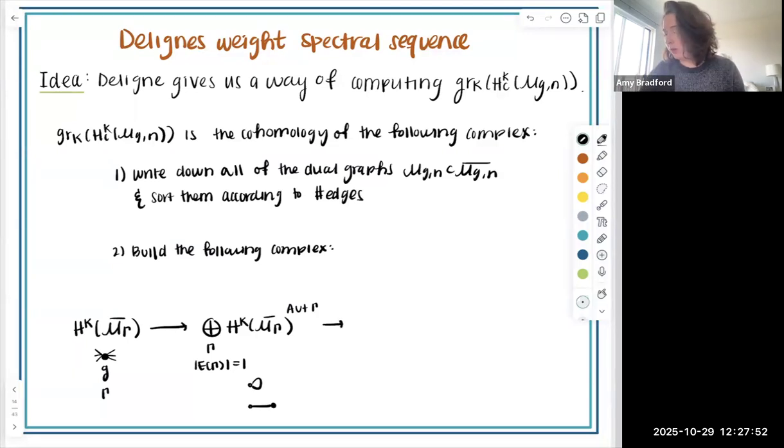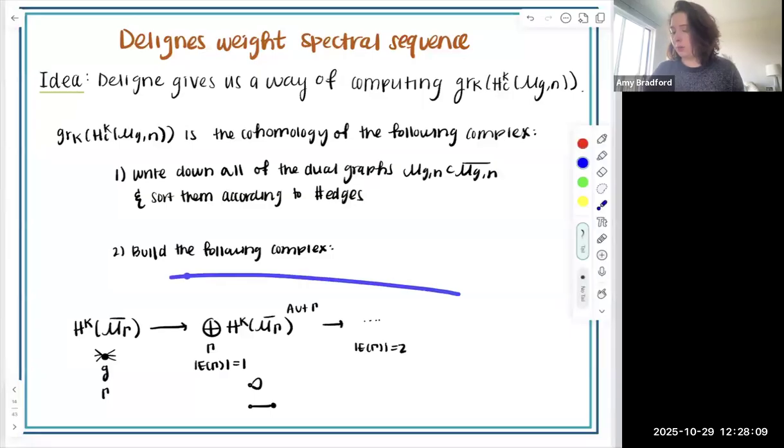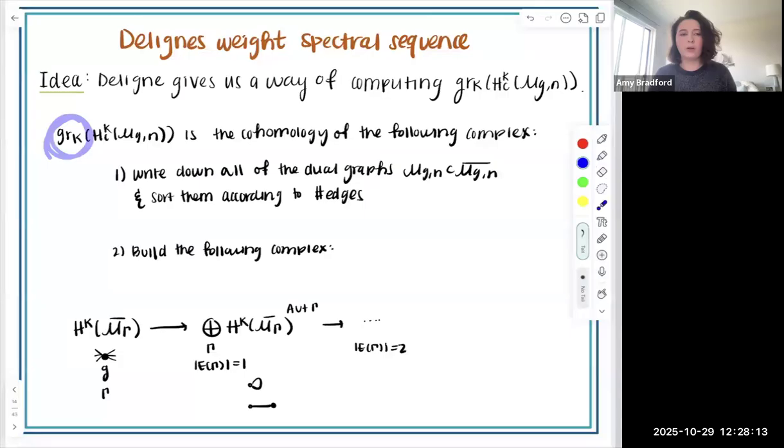And you proceed forward and you keep doing this. So you keep doing this for edges that are 2 and then 3 and then 4 and etc. until you run out of terms. And then it turns out that the cohomology of this complex is going to be exactly what we want here.